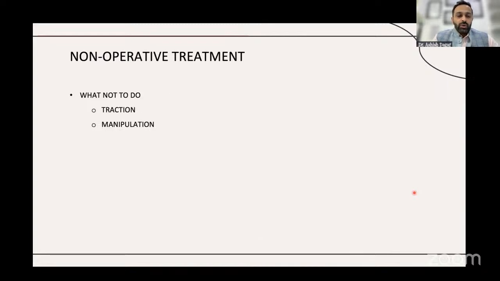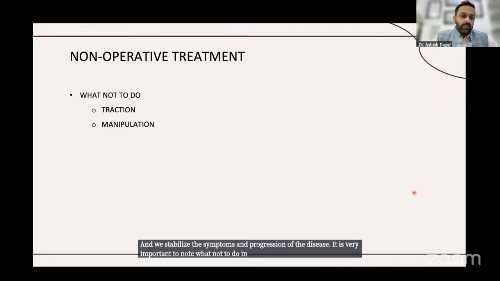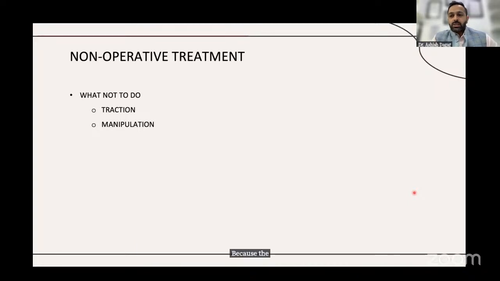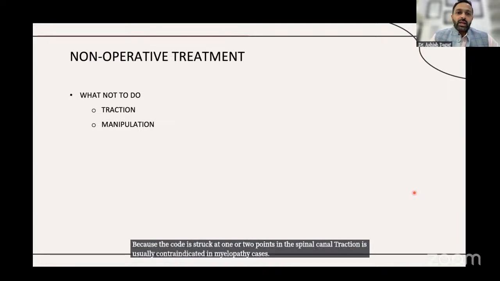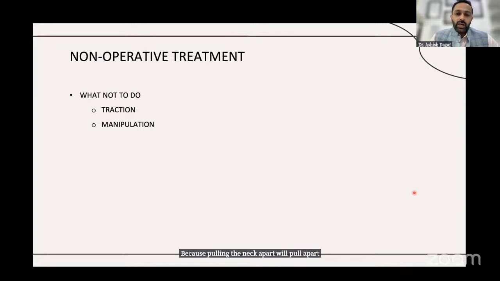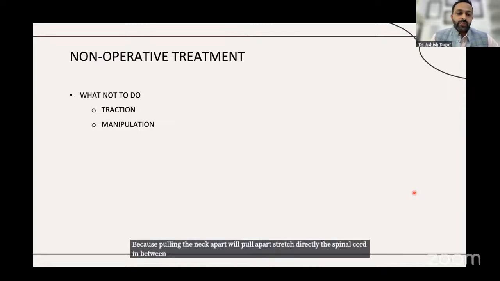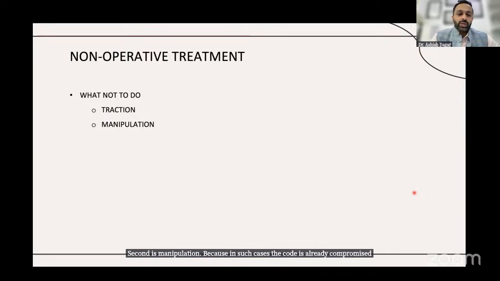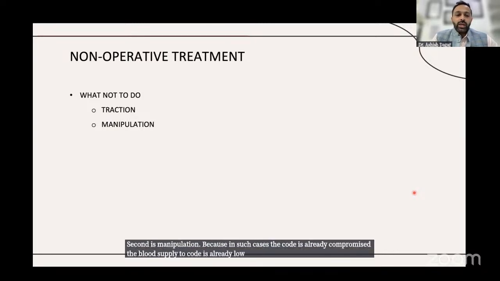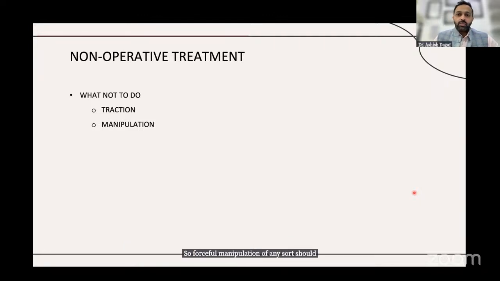It is very important to note what not to do in such cases. Because the cord is stuck at one or two points in the spinal canal, traction is usually contraindicated in myelopathy cases, because pulling the neck apart will directly stretch the spinal cord between two points. Second is manipulation. In such cases, the cord is already compromised. The blood supply to the cord is already low. It cannot tolerate any trauma. So forceful manipulation of any sort should be avoided in myelopathy cases.